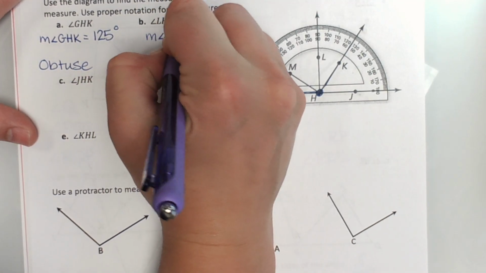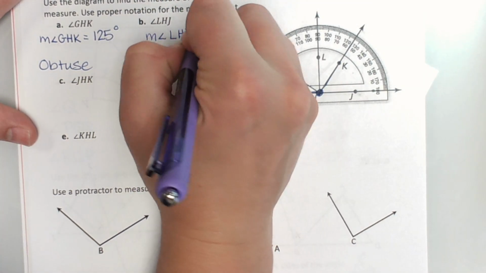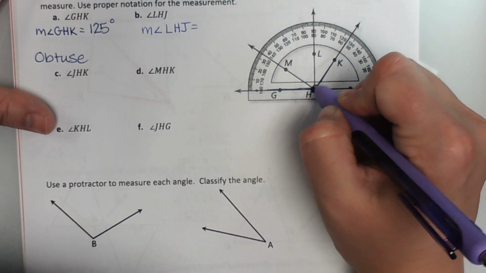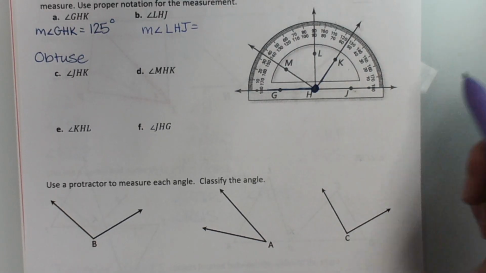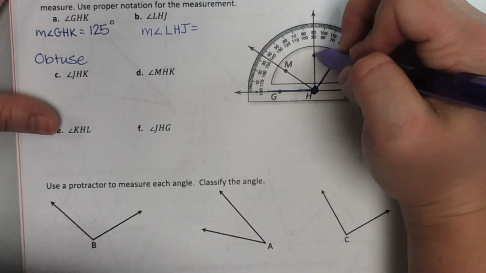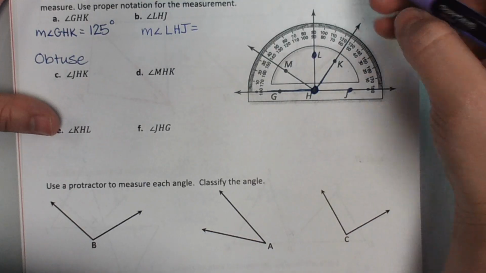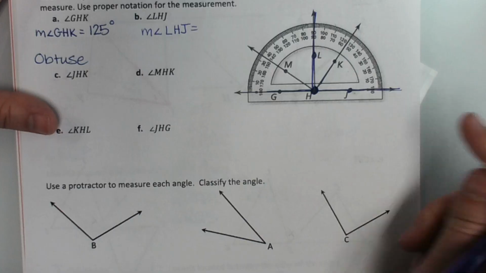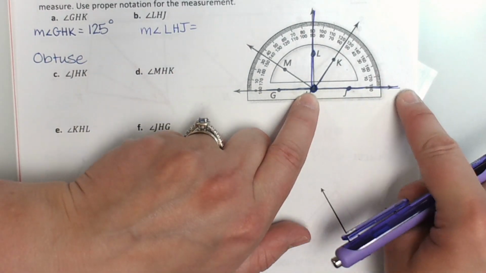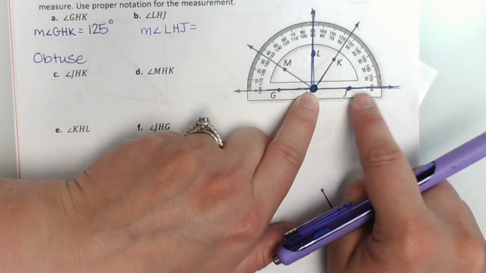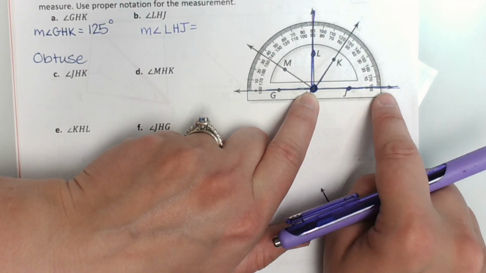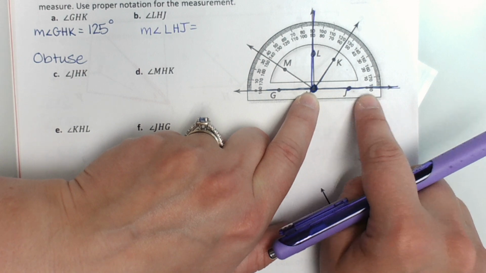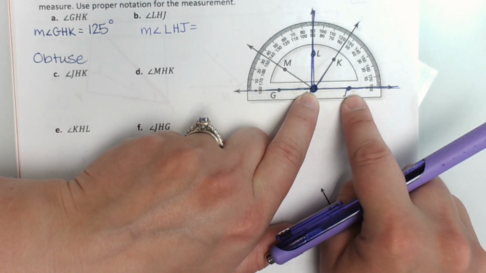Measure angle LHJ. Okay. Did they line up H in the middle? Yep. Here's L. Here's J. Did they line up one side of the angle with the bottom of the protractor? Yes. This one specifically. Now, again, the scales, one starts at 180, the other one starts at 0. When you are measuring things, which number do you start at, 0 or 180? 0. So which scale am I using, the outside or the inside one?